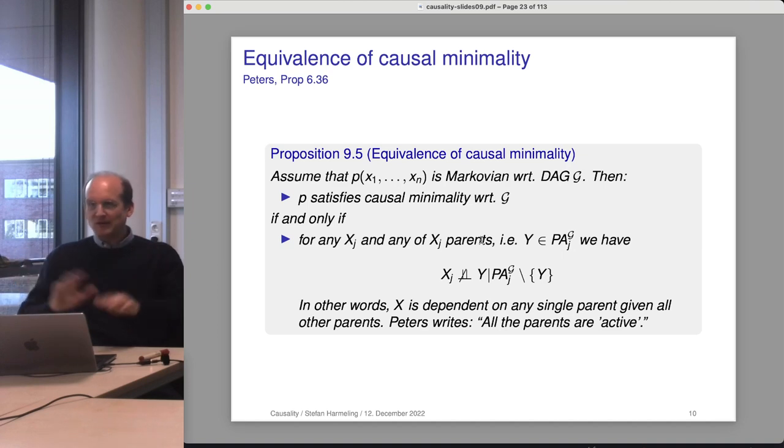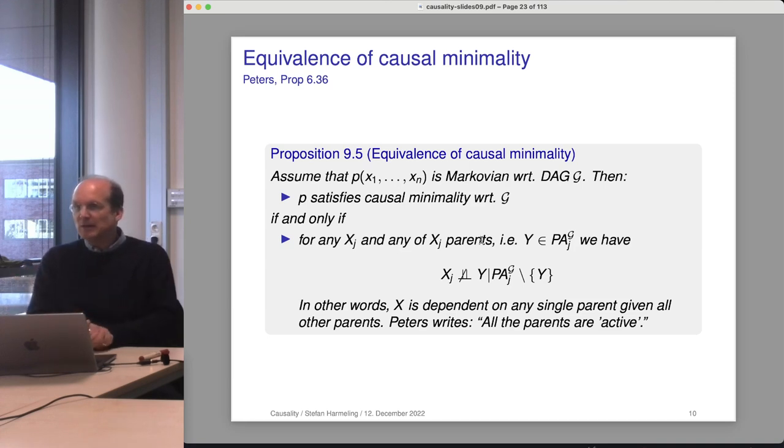However, there is an interesting relationship. In the graph, there's a d-separation property, and on the probability distributions, there's a conditional independence property, and so there are relationships between them. And for definitions like faithfulness and causal minimality, we can just define what we mean, and then we can have some interesting theorems about it.